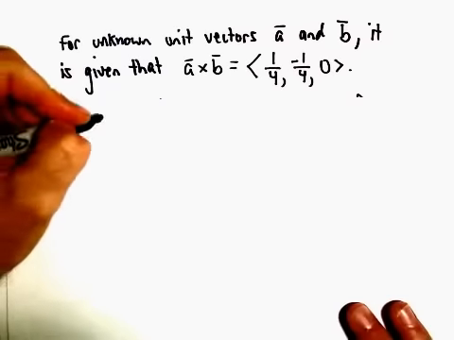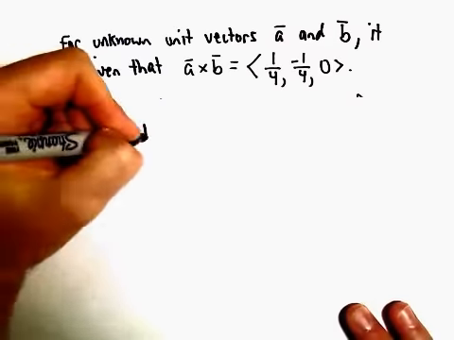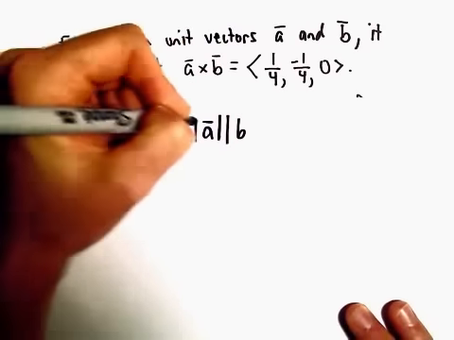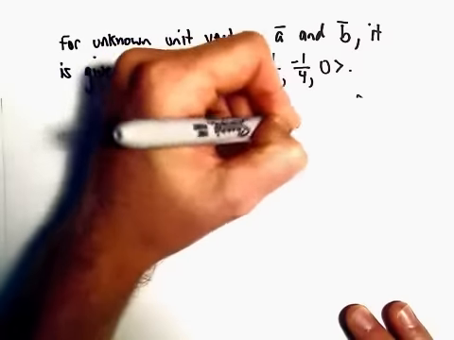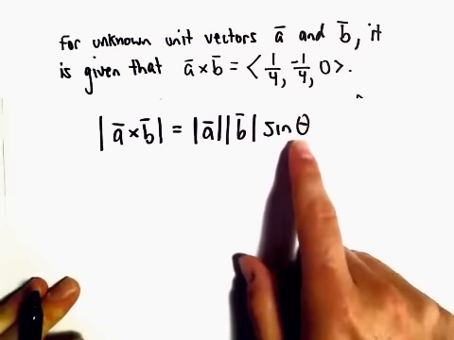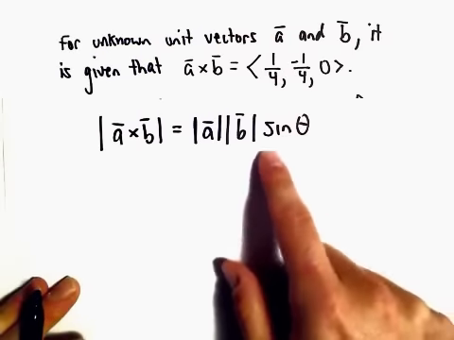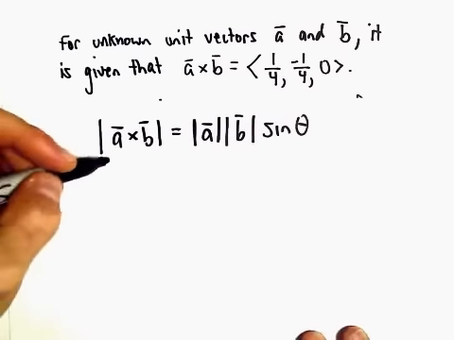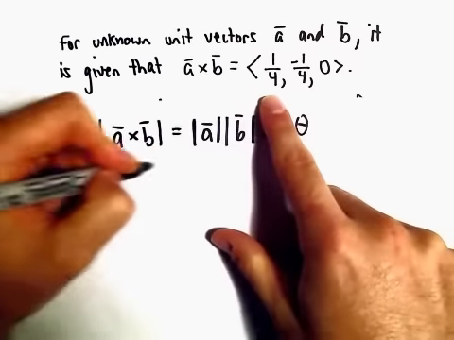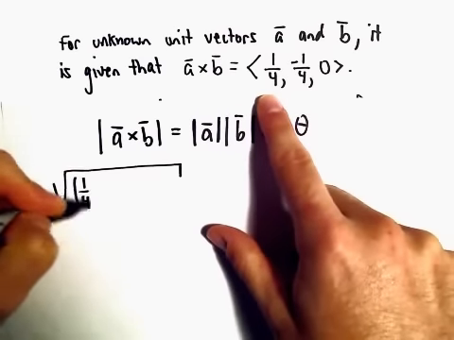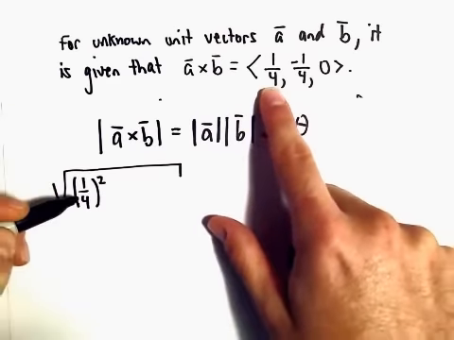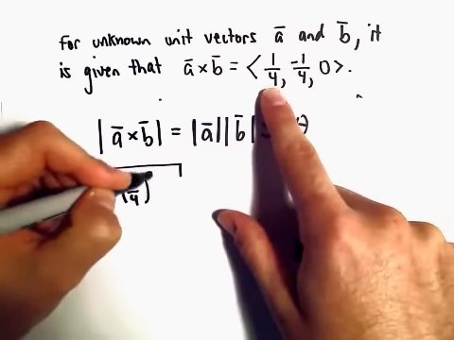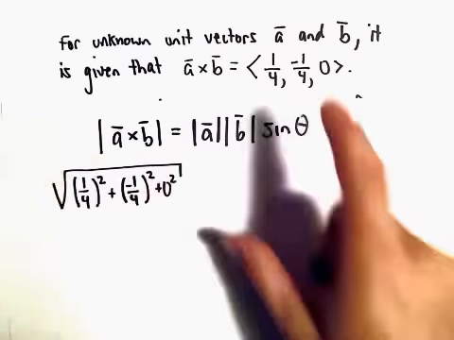So we've got the nice formula that the magnitude of a cross b equals the magnitude of a times the magnitude of b times sine theta. So again, this is going to help us relate the angle between those original vectors. Well, a cross b, we can compute by finding the magnitude. So we'll square the components, 1/4 squared plus negative 1/4 squared, and then we would have 0 squared.